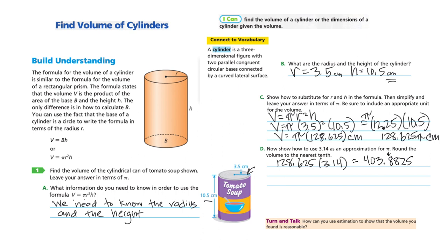So this is the tenths place, so it would be approximately 403.9. And it's cubic centimeters. Should have done that up here too, because it's a three-dimensional figure. So the volume is approximately 403.9 cubic centimeters. So let's look at the next page.